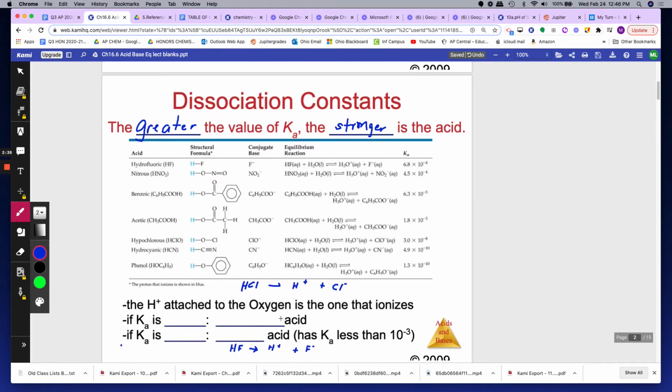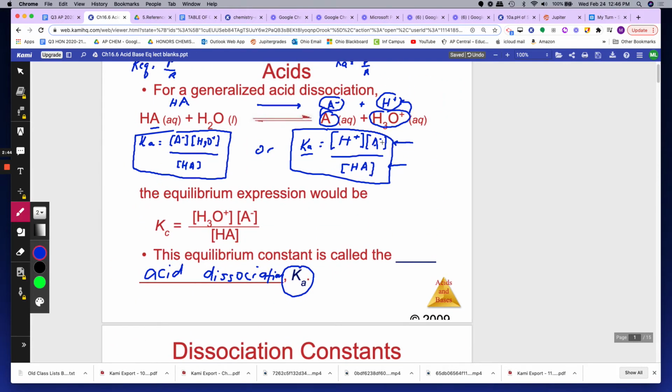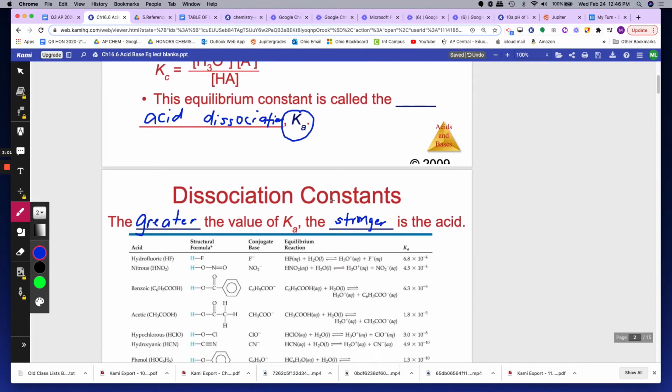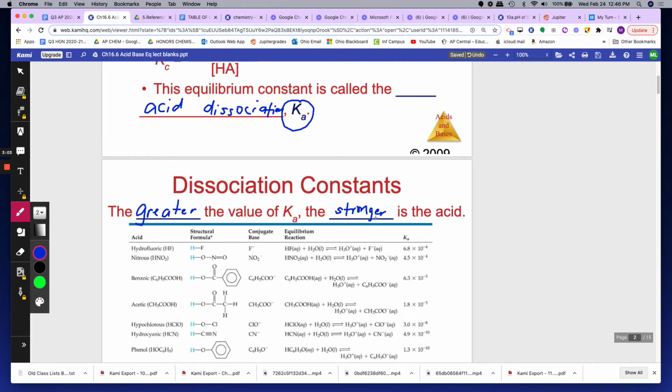So the greater the Ka, the stronger the acid. What that means is if this dissociates and you have a lot of them, let's say 1,000,000 of them dissociate, and only one does not dissociate, and this is very small, then you have a very big Ka. So the greater the Ka, the stronger the acid.